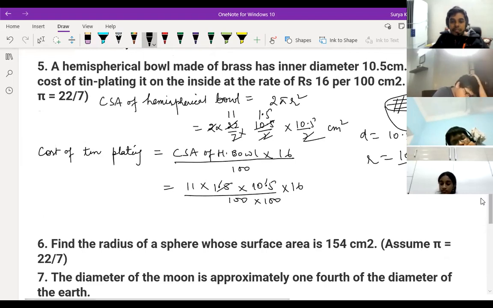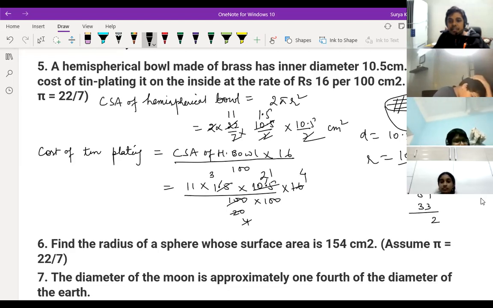So here 5 3s are 15, 5 4s are 20, 4 4s are 16. Better don't cancel 4 and 100, let it be like that. Now you multiply: 24 into 1 is 84, 84 into 33. So 4 3s are 12, so we get 2772. 2772 divided by 100 is 27.72 rupees.